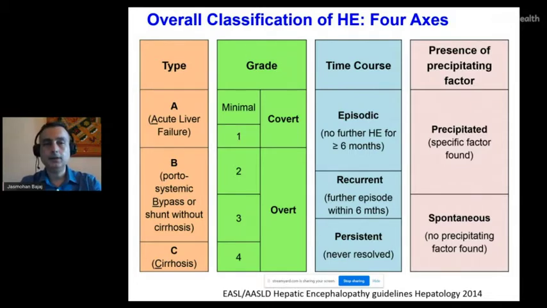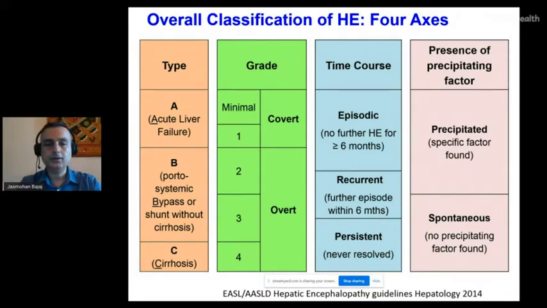The grade he also very nicely mentioned: covert is minimal and grade one together. Why do we need to combine these two? Because no one knows what grade one actually is. Especially with multiple examiners and multi-center studies, it becomes very difficult to define what is grade one versus grade two, three, and four. Grade two, three, and four is very easy to define clinically. Grade two is disorientation, grade three is lethargy or stupor, and grade four is coma.